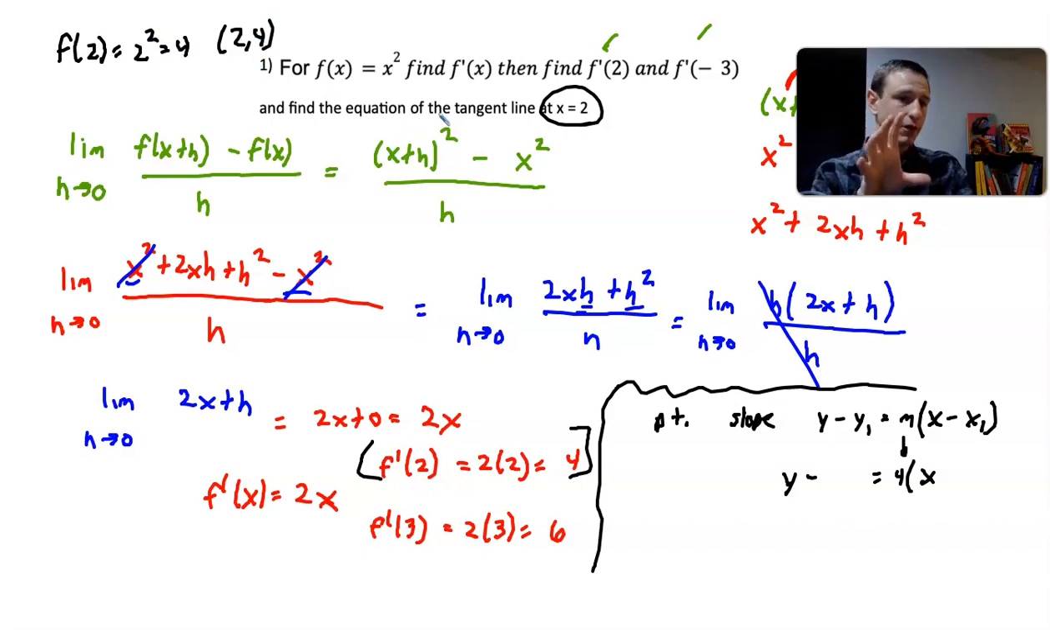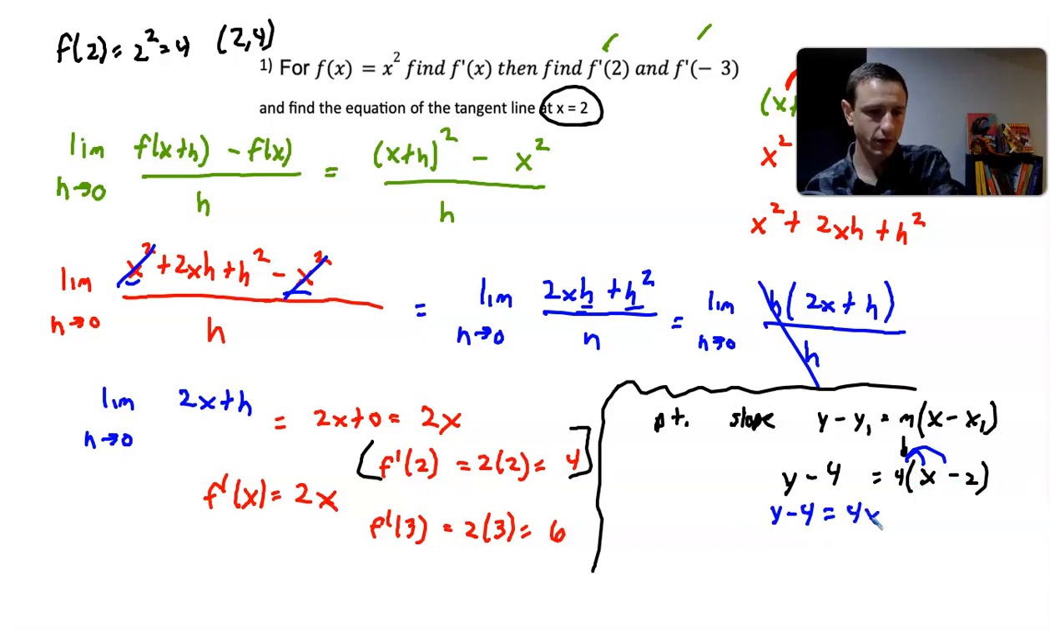And we want the original function, don't plug in 2 into the derivative, because the derivative is the slope of the tangent line. So don't plug in 2 thinking, oh, I'm going to get the y value. You want to go back to the original function. So y minus y1 equals the slope of 4 times x minus our x1 of 2. And then we just have some simplifying here, some algebra. 4 times x is 4x, 4 times negative 2 is negative 8. So y minus 4 equals 4x minus 8.